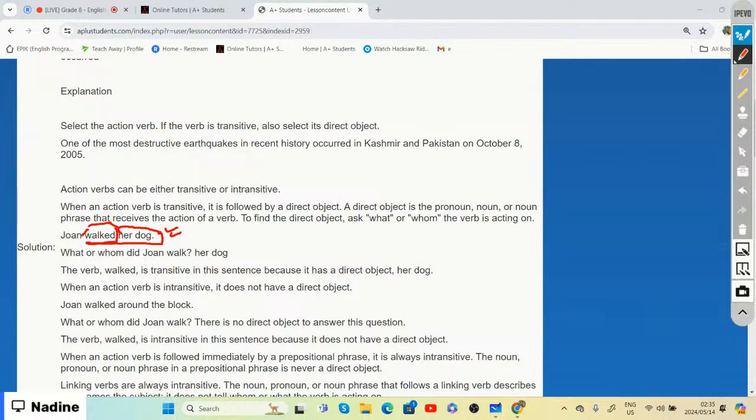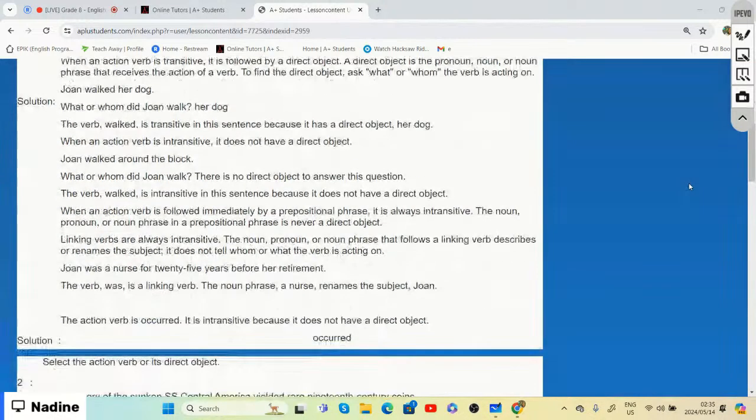All right. So now, before we go to our test, it says, when an action verb is followed immediately by a prepositional phrase, then we say that it is always intransitive. The noun, pronoun, or noun phrase in a prepositional phrase is never a direct object, right? It never tells us who or what it is acting on. Then we have linking verbs are always intransitive. The noun, pronoun, or noun phrase that follows a linking verb describes or renames the subject. So, which means that it does not tell whom or what the verb is acting on.